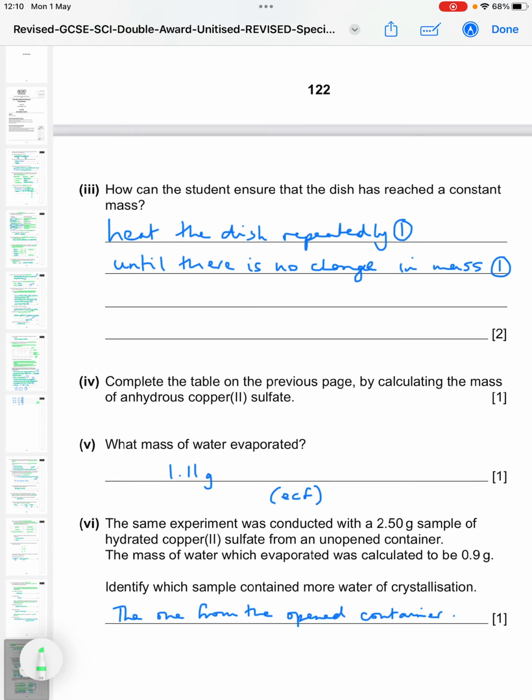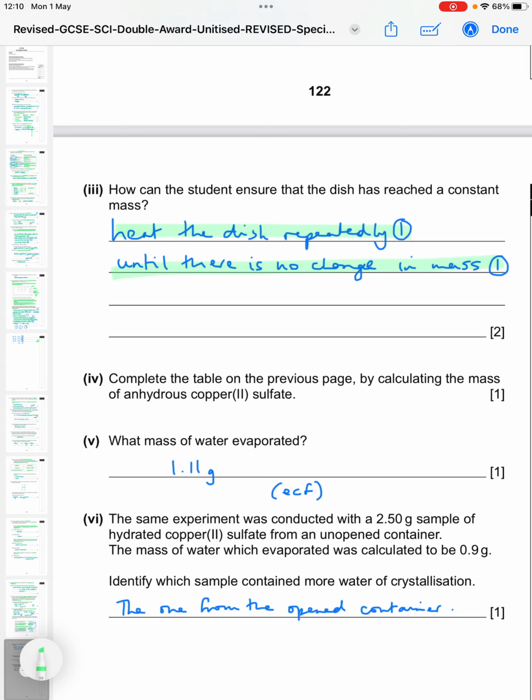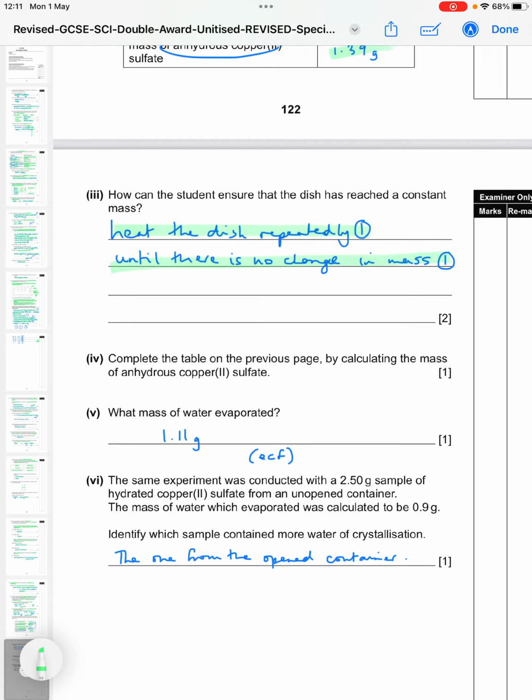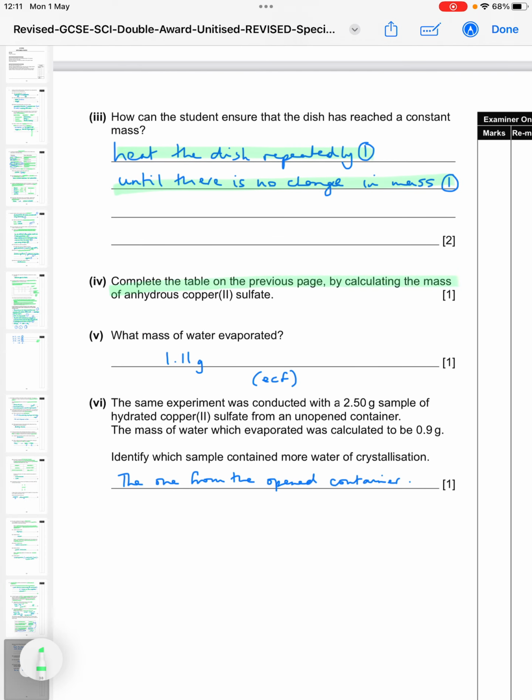So how can the student ensure that the dish has reached a constant mass? They can heat the dish repeatedly until there's no change in mass. So you heat it and let it cool down and find the mass, and you heat it again and keep going until there's no further change in the mass. So I've already done this.